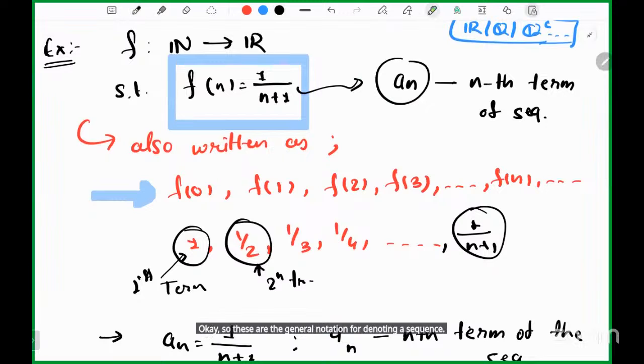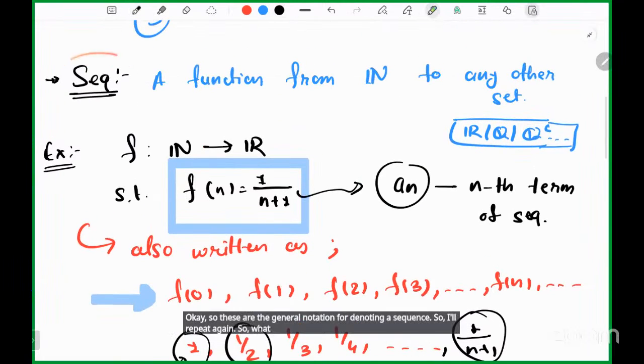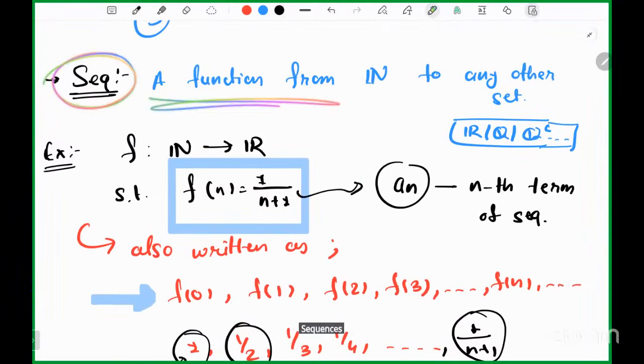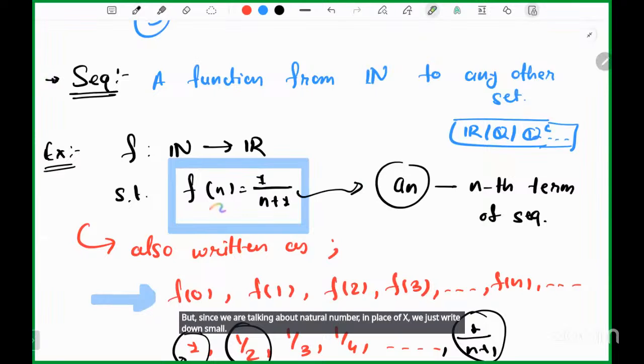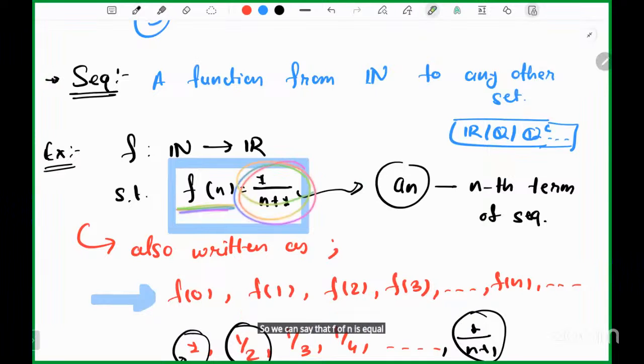So I'll repeat again. What is a sequence? A sequence is a function from the set of natural numbers to any other set. Any function from the set of natural numbers to any other set is known to be a sequence. How can we denote a sequence? Since it is a function, we can have an expression for a sequence. But since we are talking about natural numbers, in place of x we just write small n. So we can say that f of n is equal to 1 by n is a type of sequence.